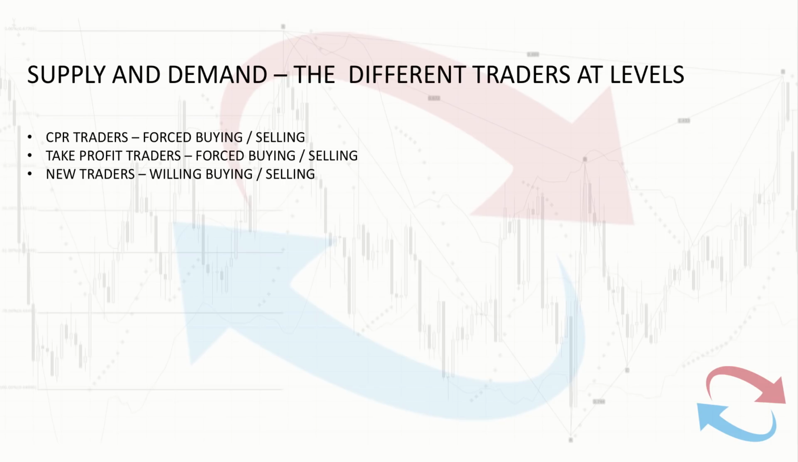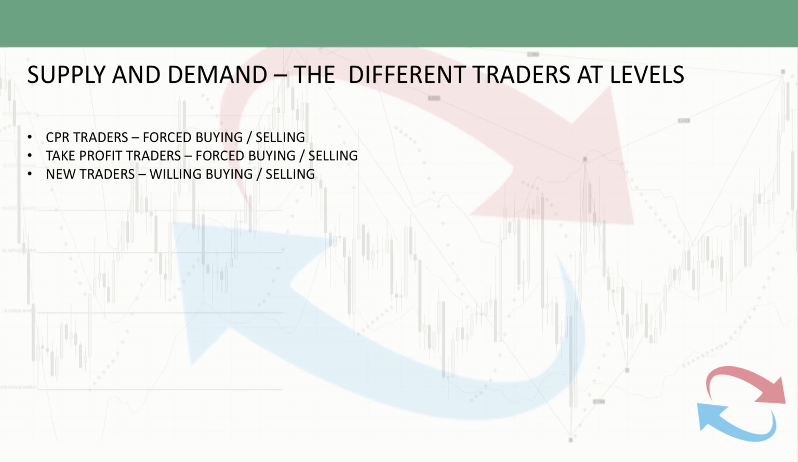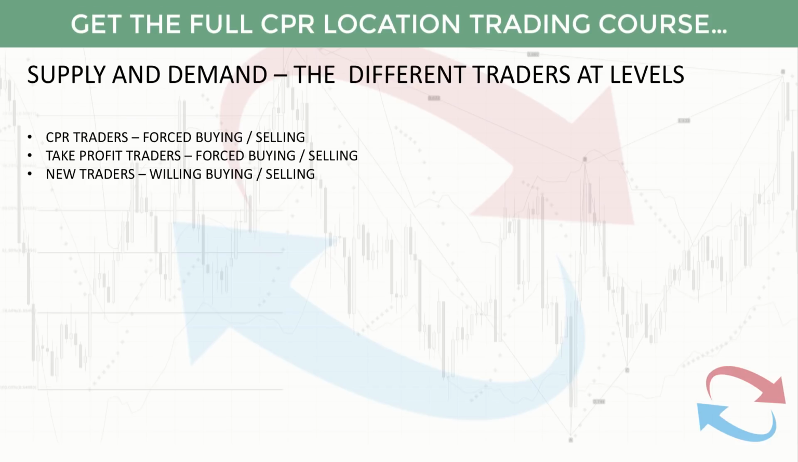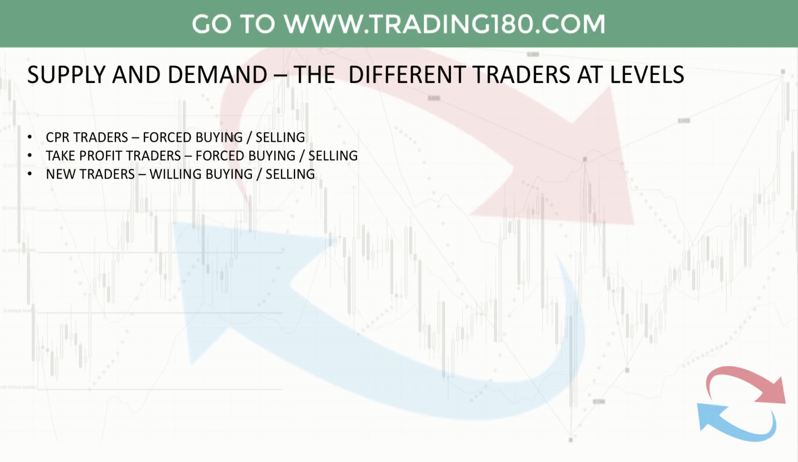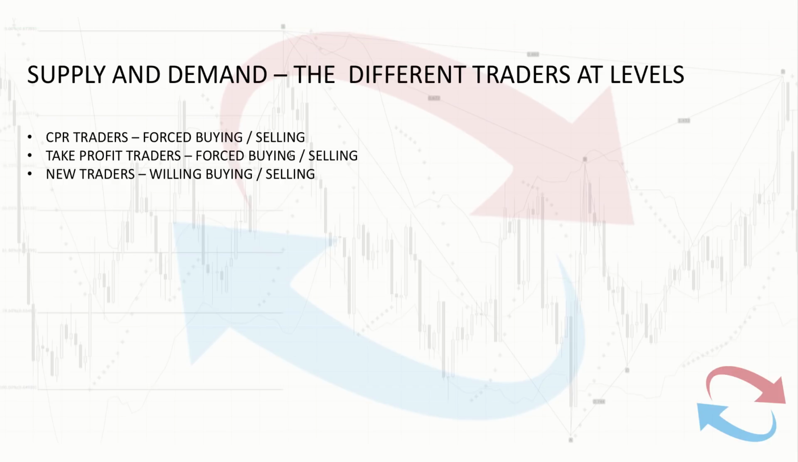So as a summary, we have to look at the different types of traders at levels. What we have is CPR traders, which are the traders that we're taking advantage of, and that would be forced buying and selling, forced supply and demand at a level. There will also be take profit traders, and this is forced buying and selling, or forced supply and demand at the level. I'll go back into that on the chart. And we'll have new traders like ourselves, which are willing buying and selling at the level.